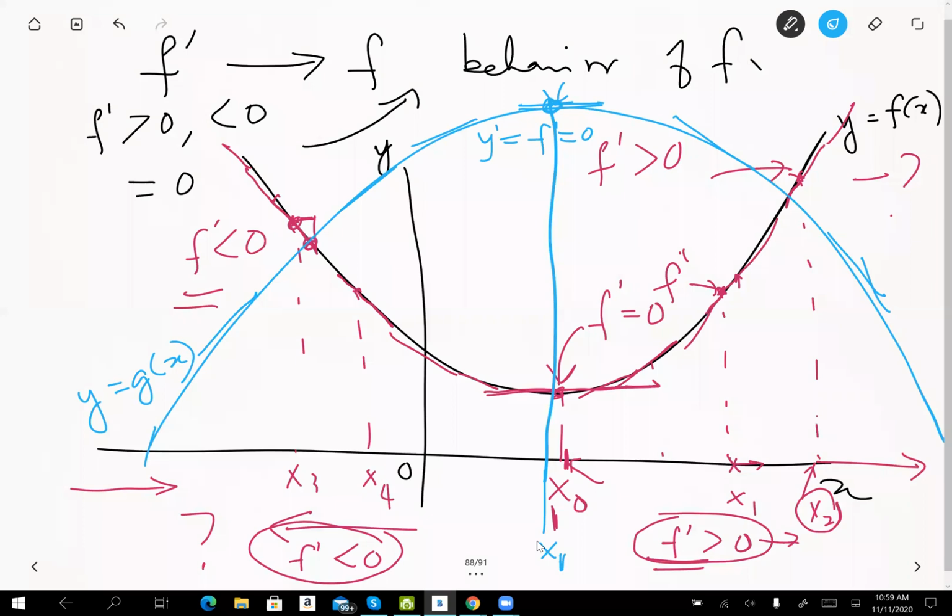And there are two intervals, one to the right and one to the left. But in this case, on the interval to the right, f prime is negative. On the interval on the left, f prime is positive.